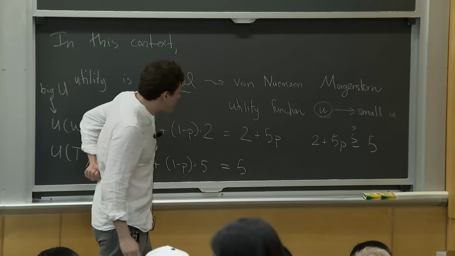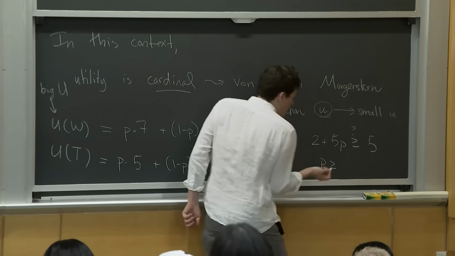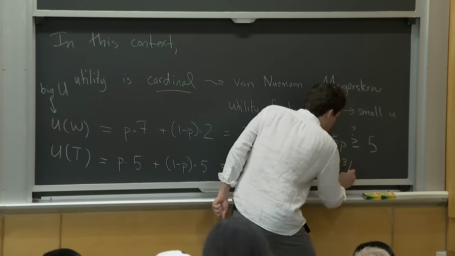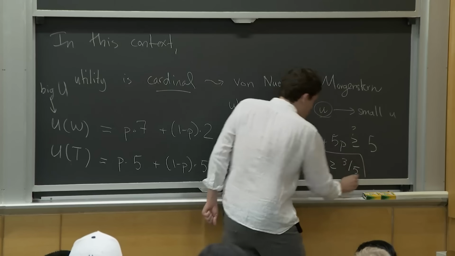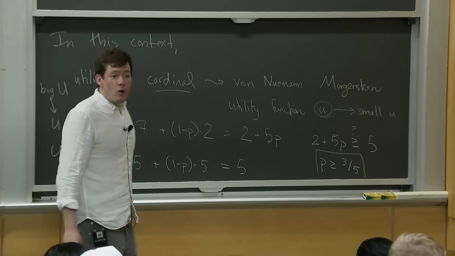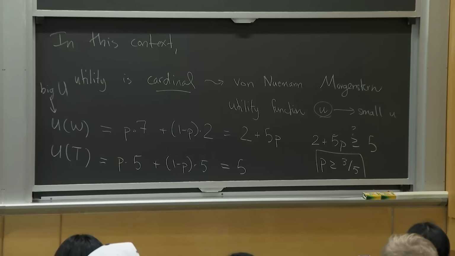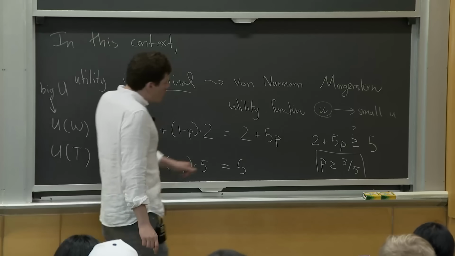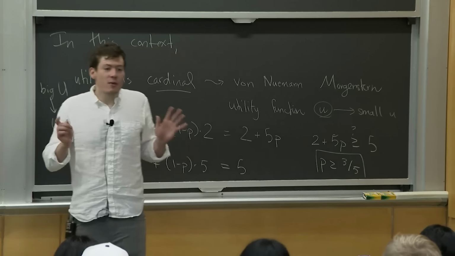Well, it's if 5p is greater than or equal to 3. So it's if p is greater than or equal to 3/5, right? All right? I'm sure someone will check the math. Good point. So when p is exactly 3/5, I'm indifferent between the two. So I need some word for that.